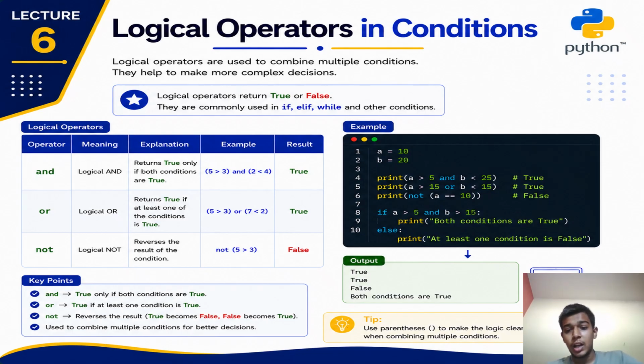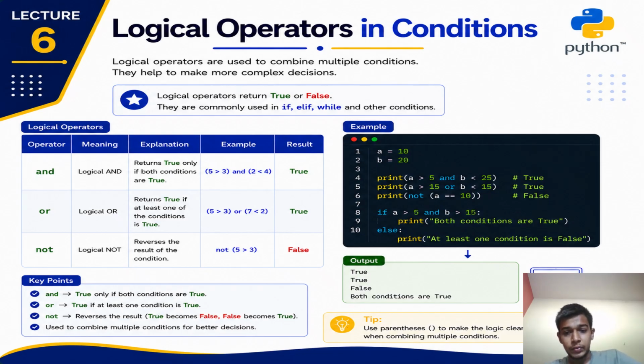What are logical operators? They help us to combine multiple conditions into a single condition. Just like comparison operators, logical operators also return either true or false. They are commonly used with if, elif, while, and similar statements. Python has three logical operators: and, or, and not. Let's understand each one.